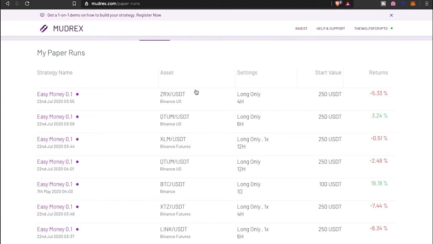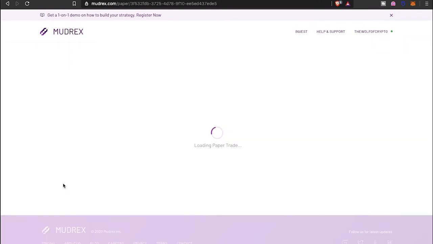But not gonna lie, the BTC one that I created for Binance returns 19%, and I called it Easy Money 0.1. Don't ask me why, I'm weird like that. And the strategy is very basic. Even though it hasn't made a lot of trades, for some reason it's taking a while to load up. Let's go ahead and refresh that.